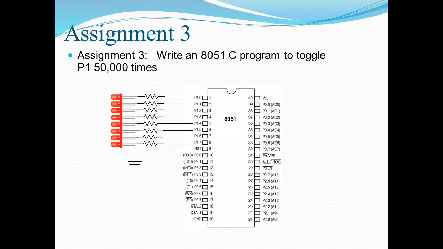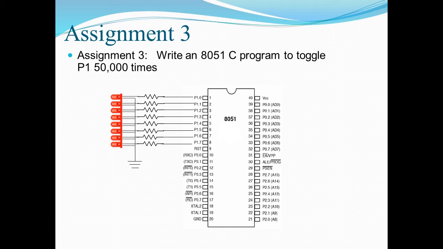Now let us look at assignment number 3. In assignment number 3, we have to write a program for 8051 in which we toggle port 1 50,000 times. Here we have to remember one thing: this loop is not going to be a super loop or a forever loop. We have to execute this program 50,000 times and then stop.